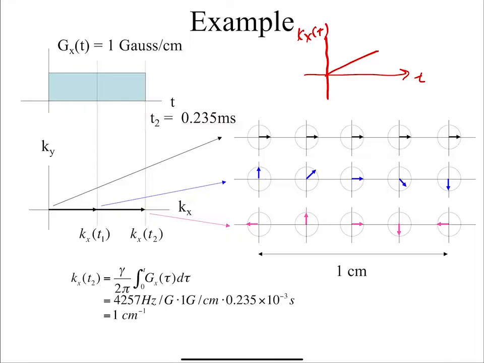The other way we draw it is a parametric equation, where we have kx and ky on the axes, and time is the implicit parameter. That would be more of a parametric graph. We'll look at both examples in a minute.